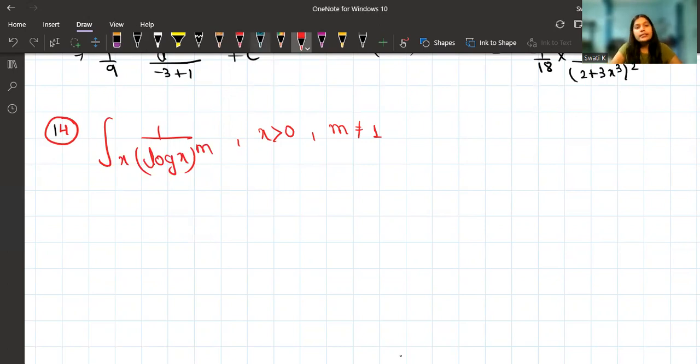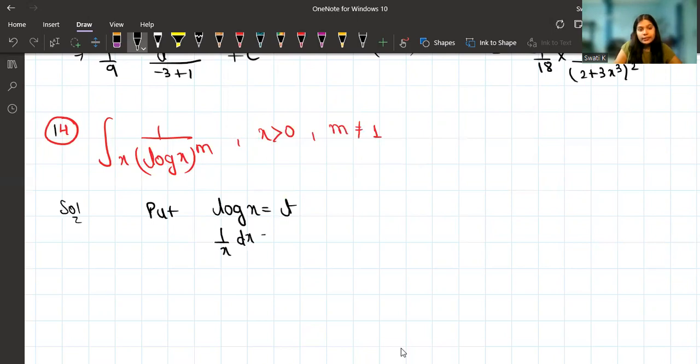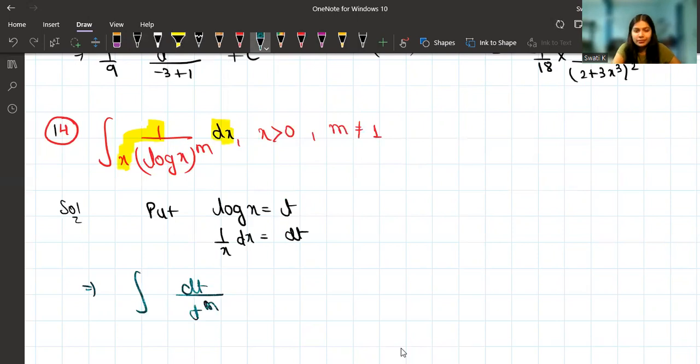Okay, so now let us start with the solution. Simply you are going to put log x as t. This is very basic because I can see that the derivative is present over here. So of course the derivative is 1 upon x dx equals dt. Now you can see that you already have 1 upon x dx, for that you are going to substitute dt. So it will simply become the integration of dt, and then log x is t, so it is t raised to m. This is super simple to do.